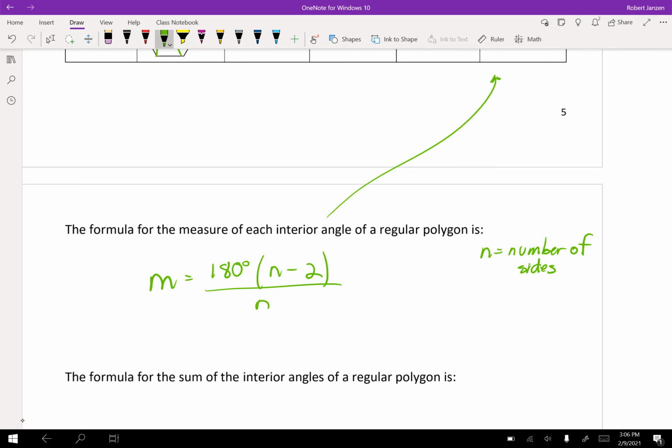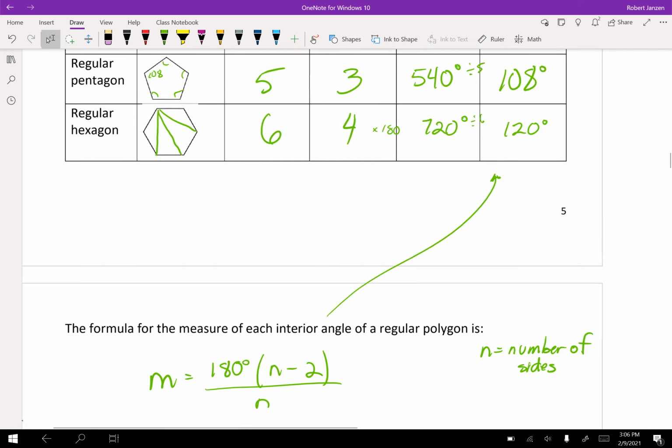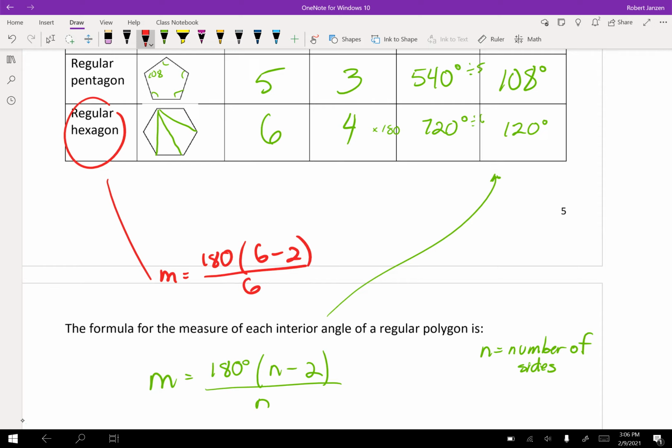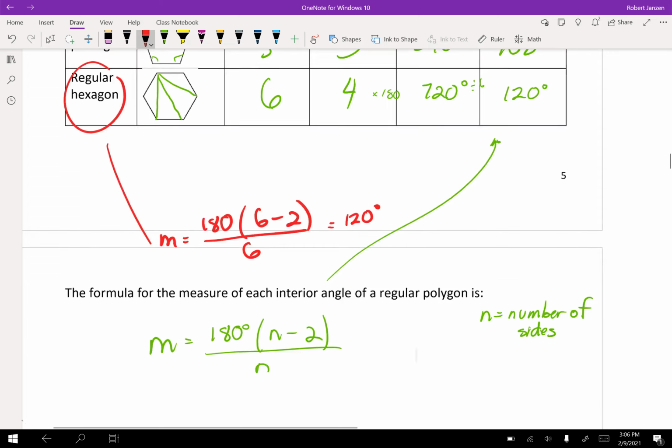So for example, if we did this one that was just up here, a 6-sided figure, the regular hexagon, what would be the measure of each angle? We would go 180 times, well, there's 6 sides, so (6 minus 2), and then divide by 6. Okay, and what does this equal? Well, what do you know? It's 120 degrees. Okay, so this works for any sided figure.